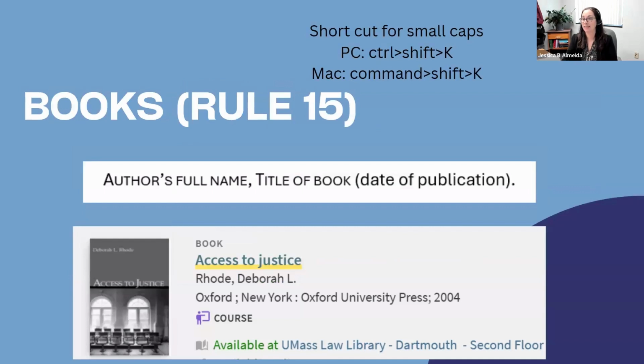Let's take a look at the general format. You have the author's full name, comma, the title of the book, and then in parentheses, the date of publication and a period at the end. Now notice that the author's full name and the title of the book are in small caps. For your reference, I've added the shortcuts for both PC and Mac to small caps above.